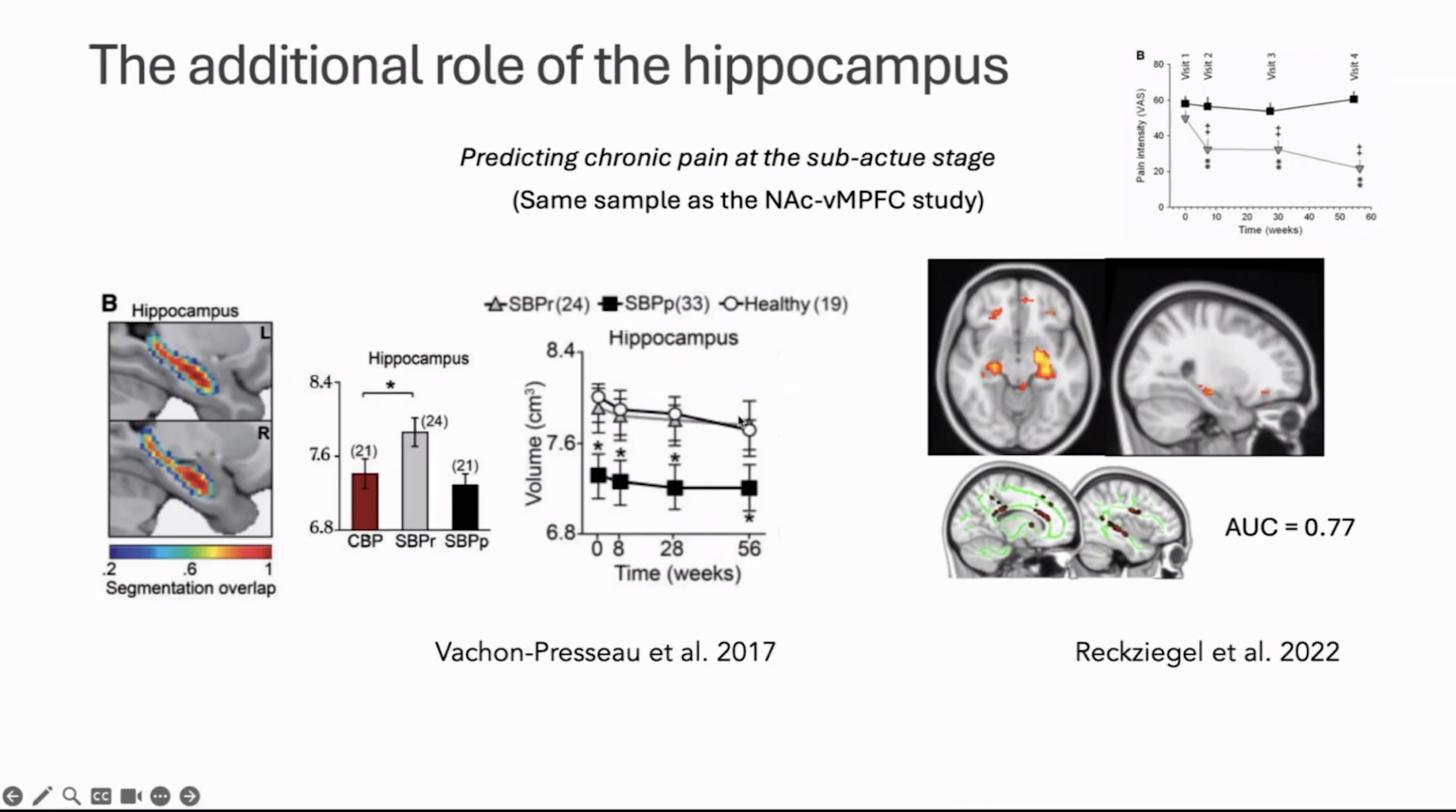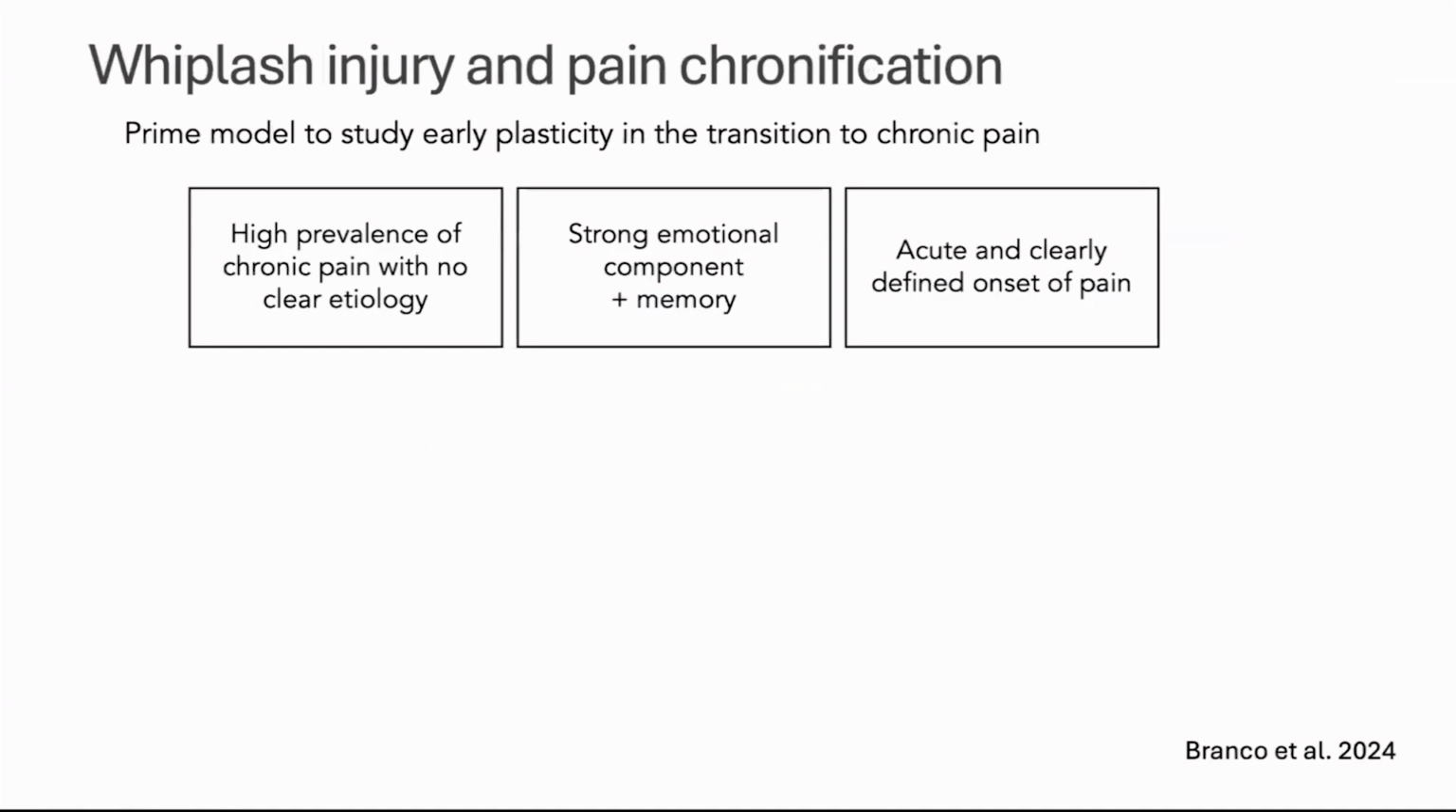Again, linking the ability to form new memories and the structural integrity of the hippocampus with the probability of developing chronic pain. And to take this step further, we actually just completed a study. This study was published about 2 weeks ago, where we looked at a slightly different model. So far, we've been talking about low back pain. But here, what we did is we looked at whiplash injury.